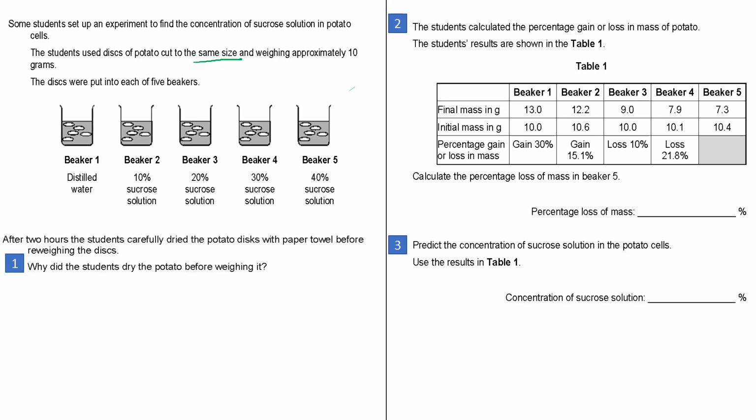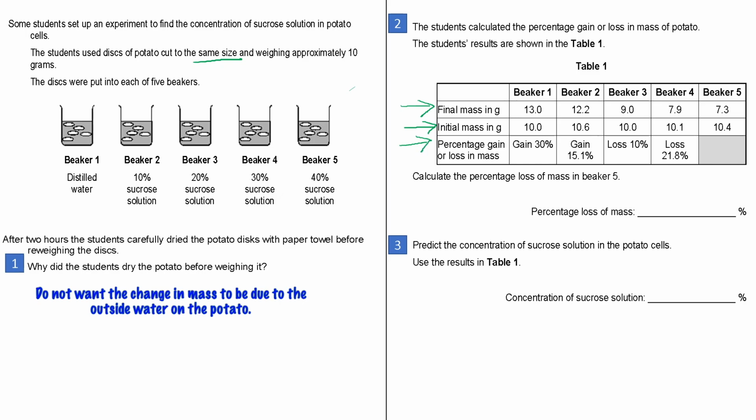The answer is that you don't want the change in mass to be due to the outside water. Then for question 2, we now have the student who has recorded their results. The student recorded the initial mass, and at the end they recorded the final mass, and depending on whether the mass of the potatoes went up or down, we have either a percentage gain or a percentage loss of mass. If the final mass is larger than the starting mass, that's a gain in mass, and if the starting mass is more than the final mass, then that is a loss in mass.